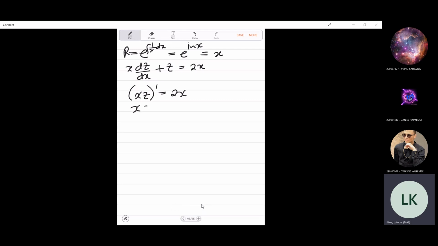We have xz, the integral of 2x dx, xz is x squared plus c, and then this is y to the power of 3, x squared plus c.